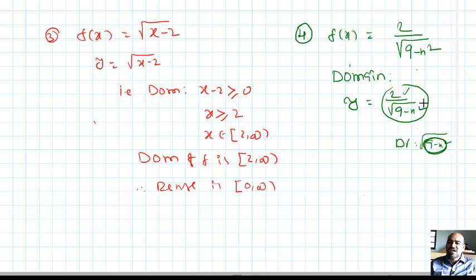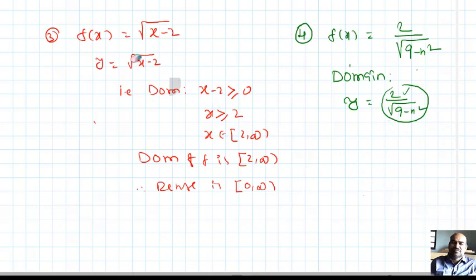But that is in the denominator. 1 by root over 0 is not defined. That's why 9 minus x square must be only greater than 0. In the previous example, it was not in the denominator, so greater than or equal to 0 was allowed. But here only greater than 0. 9 minus x square should be greater than 0. Then only your y becomes a real number.